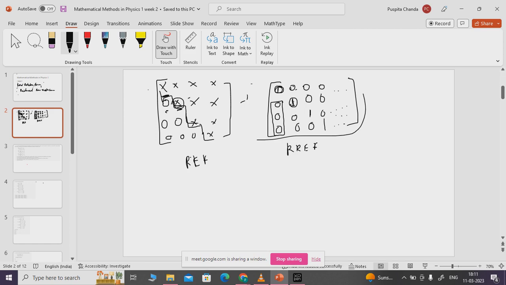It has to be an echelon form, but the pivot terms have to be 1, and for first column only the first row element will be non-zero. For second column only the second row element has to be non-zero, and for third column only the third row element has to be non-zero. So let me discuss an example.